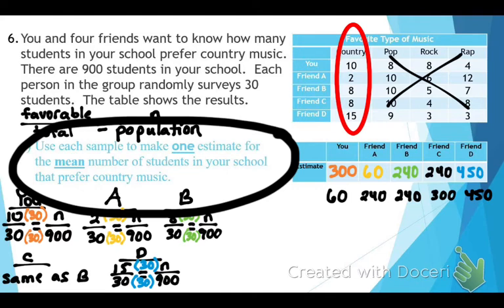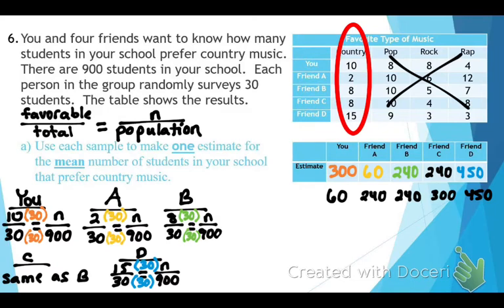Add them up and then divide them by the number of years. You are correct. So we are going to take all of those numbers right there and add them together. All of those numbers? Okay, so you're going to put 60 plus 240 plus 240 plus 300 plus 450. Is there anyone who added those all up?